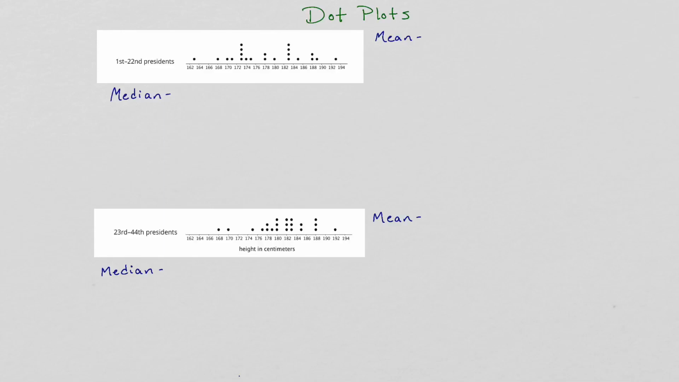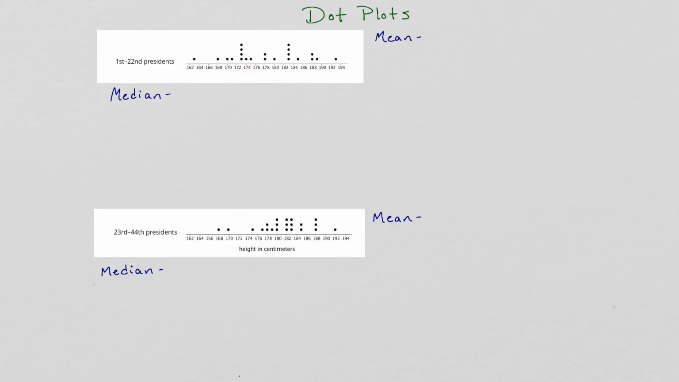First of all, what a dot plot means is these numbers here are the heights of the presidents in centimeters. So it starts at 162, goes to 194 in both groups. And this means that there's one president who was 163 centimeters tall. This means there were 4 presidents who were 173 centimeters tall, if that makes sense.